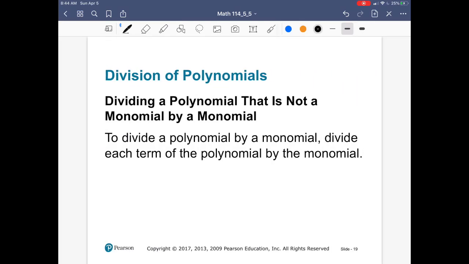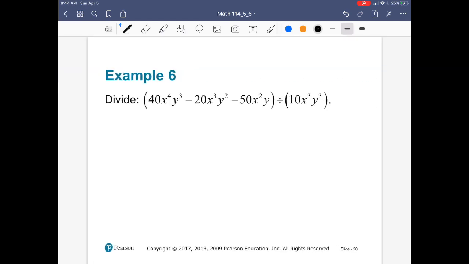Divide a polynomial by a monomial. Dividing a polynomial that is not a monomial by a monomial. To divide a polynomial by a monomial, divide each term of the polynomial by the monomial. That was a lot. So what this is telling you is that, first of all, a little reminder: when we have b divided by a, this becomes b over a. So this is something we have to remember.